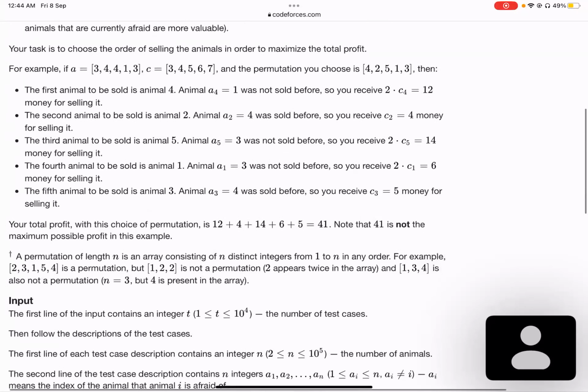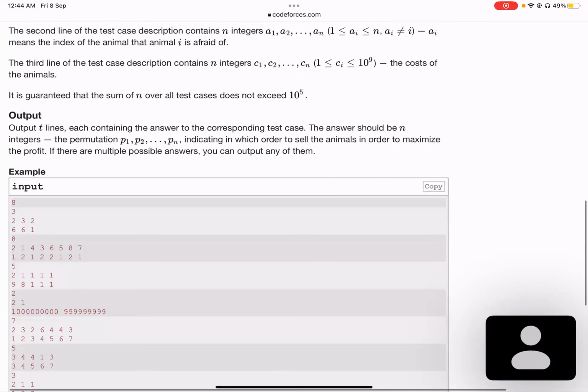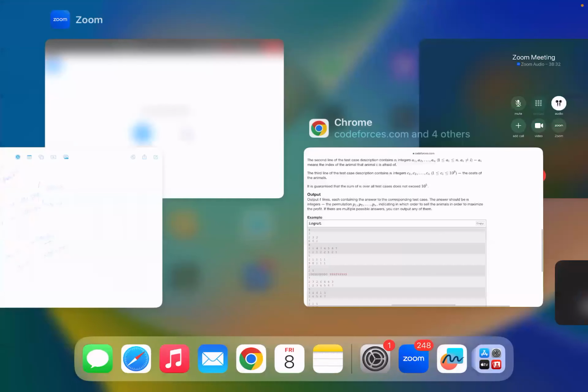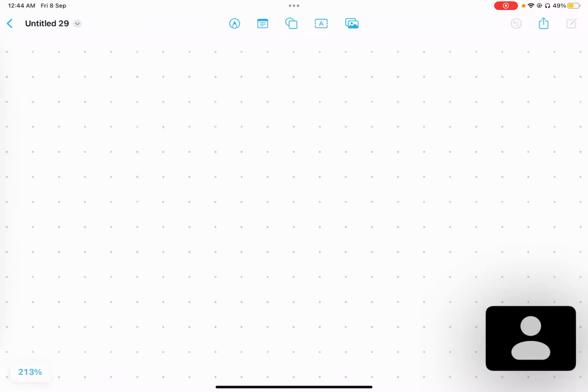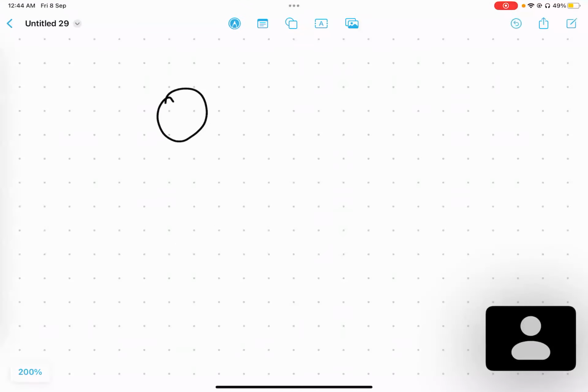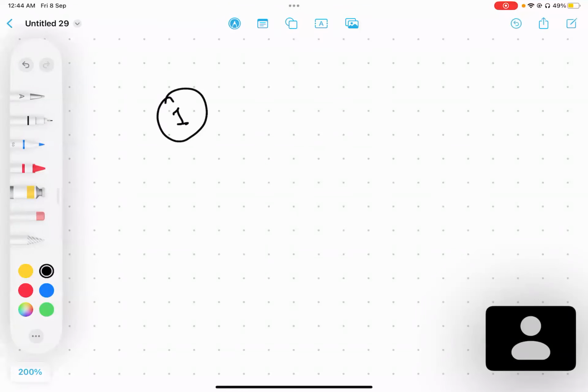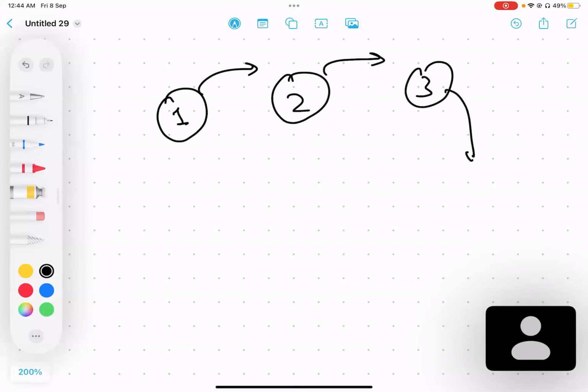So we need to find the maximum value. Let's go to the logic part, and I will try to explain the question more. Let's say element 1 is afraid of element 2, element 2 is afraid of element 3, element 3 is afraid of element 4, and element 4 is afraid of element 2.